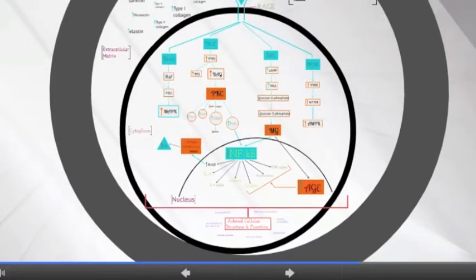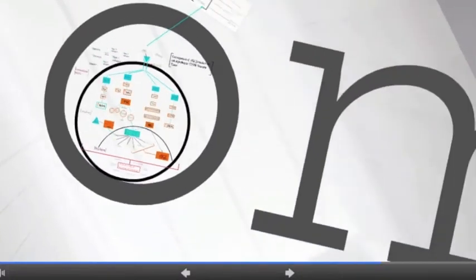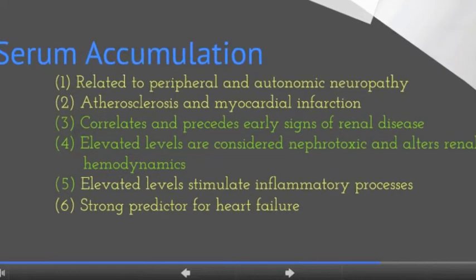As the formation of AGEs increases, they accumulate in both serum and in skin. Elevated serum accumulation of AGEs has been evidenced in peripheral and autonomic neuropathy, atherosclerosis and myocardial infarction, and precedes early signs of renal disease. It is also considered nephrotoxic, alters renal hemodynamics, and stimulates inflammatory processes, not to mention that it has been demonstrated to be a strong predictor for heart failure.